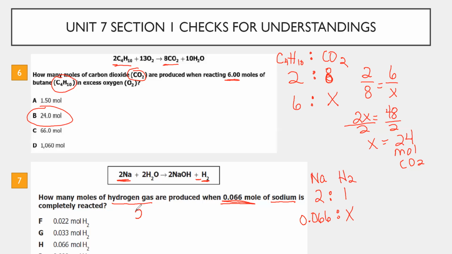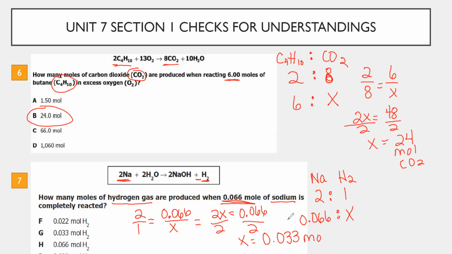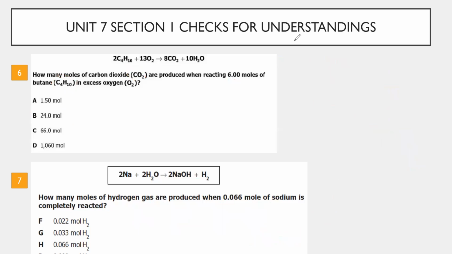Okay, so that's basically 2 over 1 equals 0.066 over x. Okay, so that's 2x equals 0.066, divided by 2 to solve for x. And you're going to end up with X is equal to 0.033 moles. And there's your answer right there. Okay, clear this out. Move on to the next.